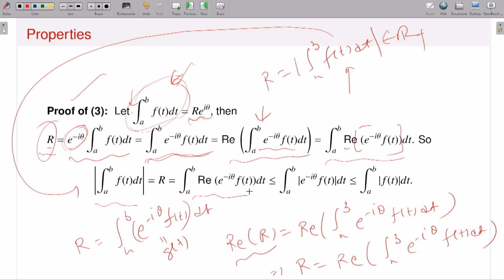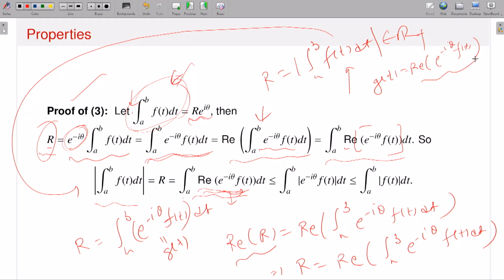Now this is very nice. Look, I have the integral from a to b of the real part of this. Real part of this means that the integrand is now a real-valued function, because this is a complex number but I am talking about the real part of this complex number. That means this integrand is real valued. So let it be, say, g(t), which is the real part of e^(-iθ) f(t).